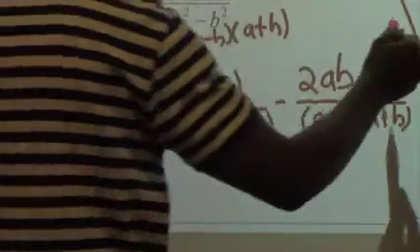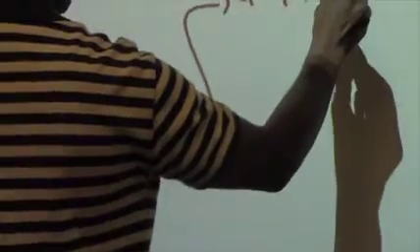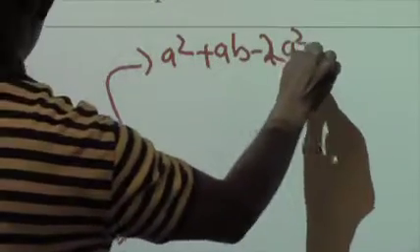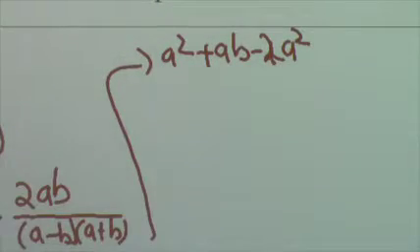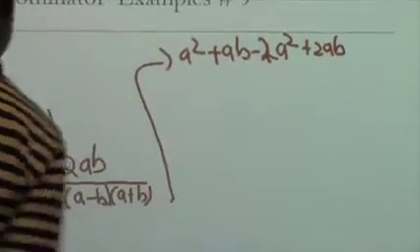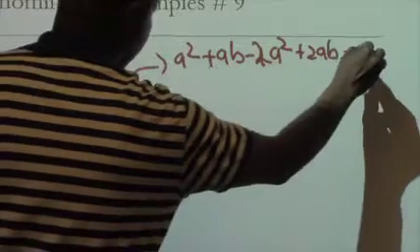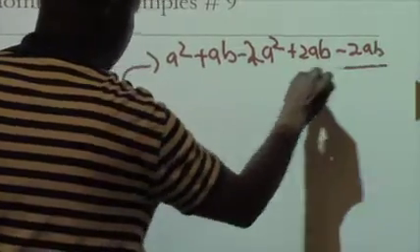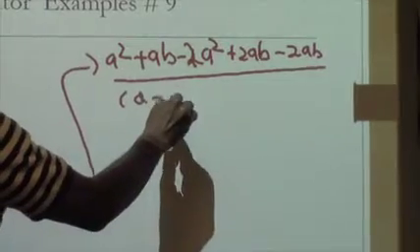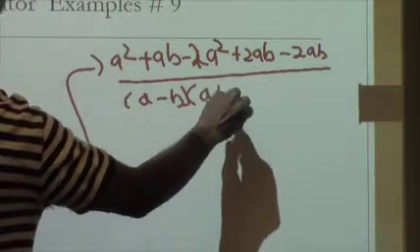It's going to be a squared plus ab minus 2a squared plus 2ab minus 2ab over a minus b, a plus b.